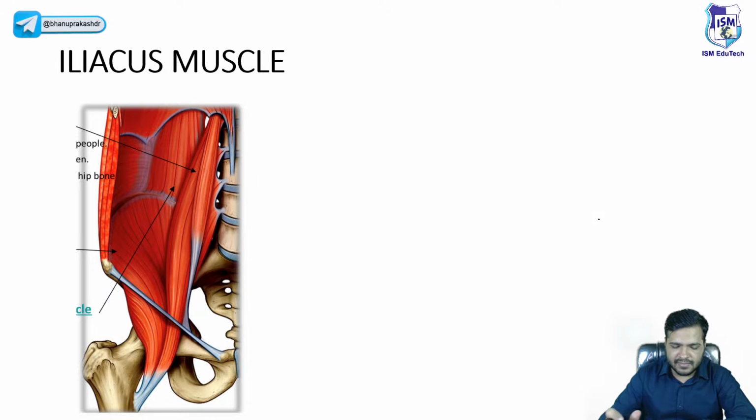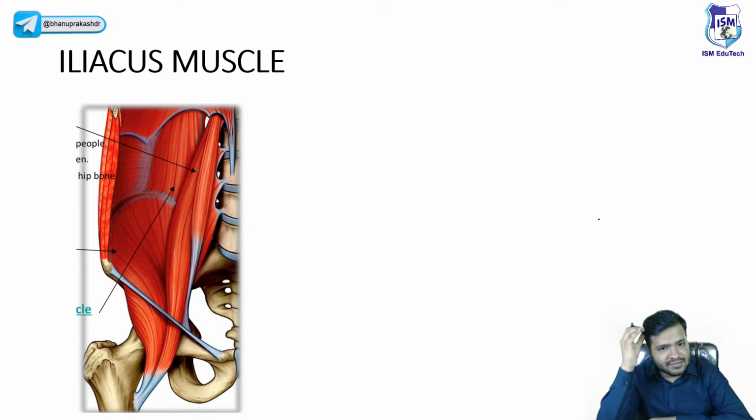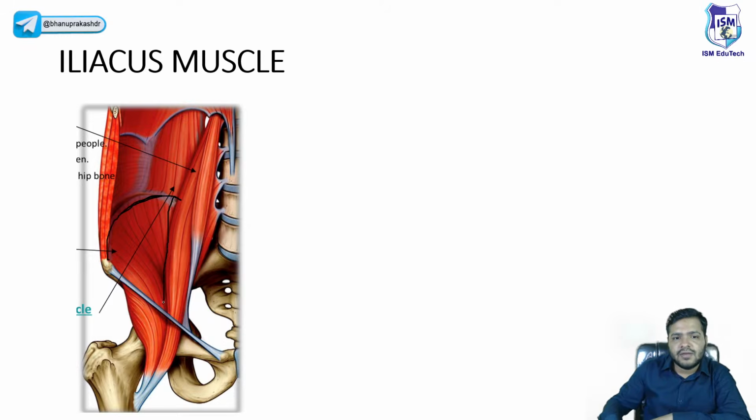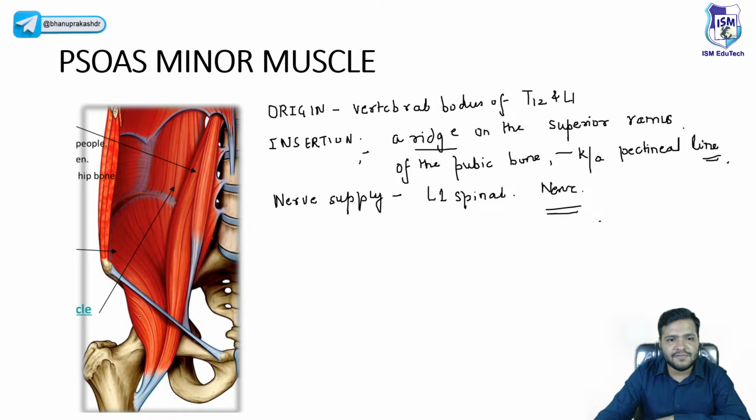Coming to the iliacus muscle, beta. Iliacus is a fan-shaped muscle. Can you see this, which I'm highlighting over here? Like the fans that Japanese people carry, this fan, it is something like a fan-shaped muscle. So iliacus is basically a fan-shaped muscle, situated inferiorly on the posterior abdominal wall.